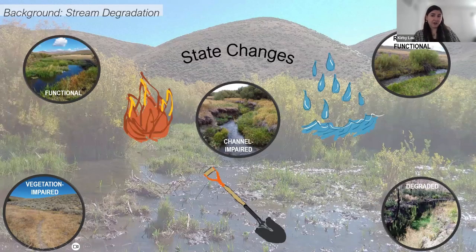But these states aren't static. They actually are fluid and they're constantly moving and changing. And so, with changes to the environment, such as fires or floods or management activities, a riparian area can actually transition from one state to another.